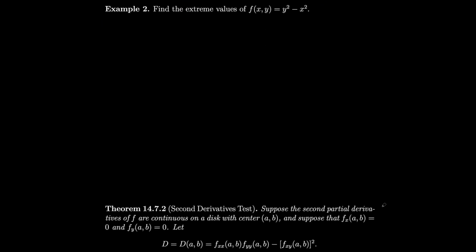How about we find the extreme values of this function? So we'll take the partial derivatives again. The partial derivative with respect to x is negative 2x. The partial derivative with respect to y is 2y. So it looks like these are both 0 when x and y are 0. So that means that (0, 0) is a critical point.